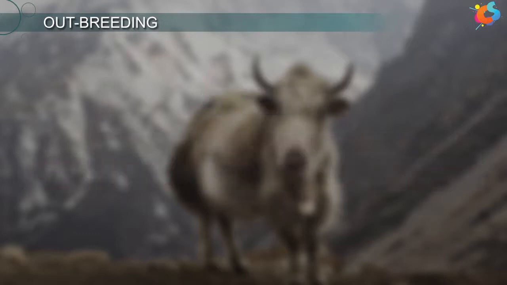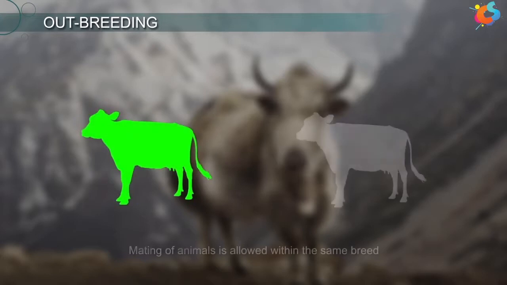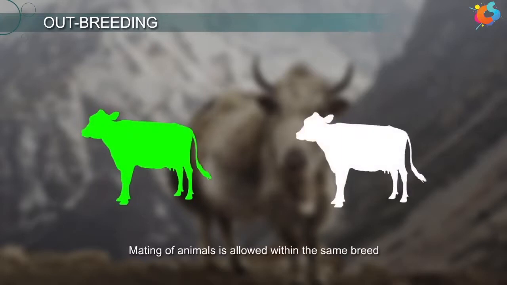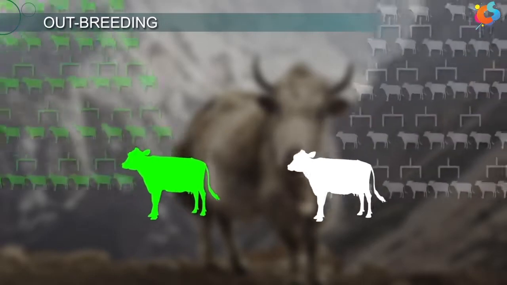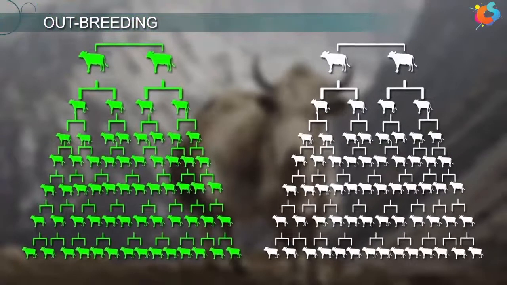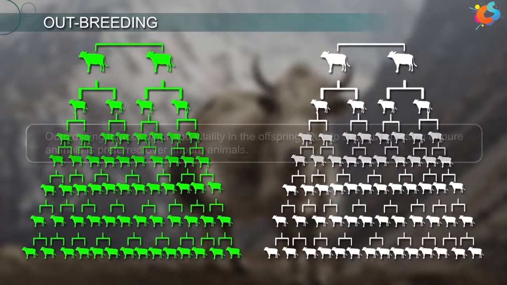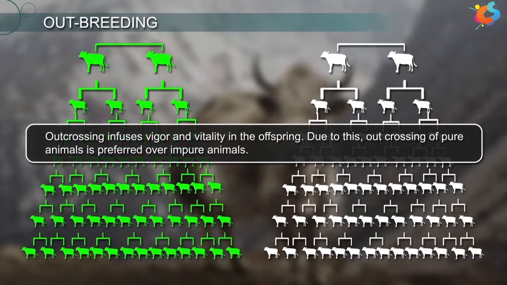Outcrossing. In this method of breeding, mating of animals is allowed within the same breed. Here the animals are selected in such a way that both the animals do not have common ancestry for at least 6 generations. By doing this, inbreeding depression can be overcome. Outcrossing infuses vigor and vitality in the offspring. Due to this, outcrossing of pure animals is preferred over impure animals.